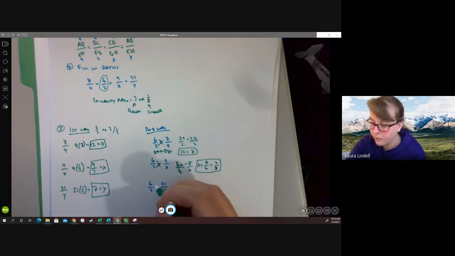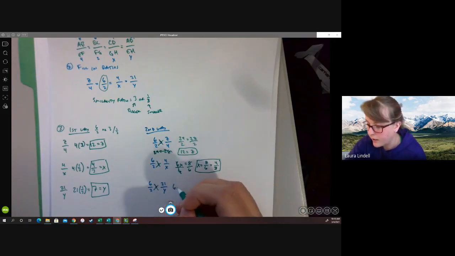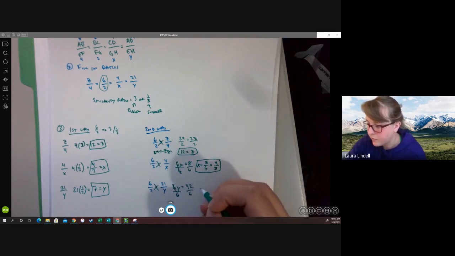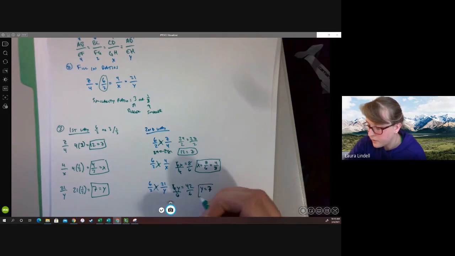Then for y, we'll do the same thing. 6 times y is 6y. 21 times 2 is 42. Dividing by 6 on both sides, we get y is 7.